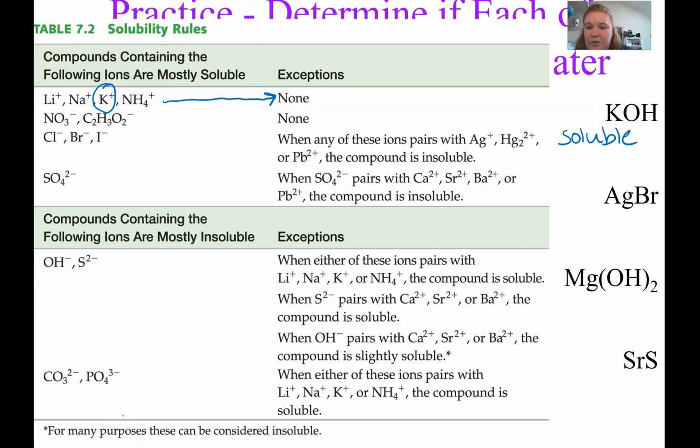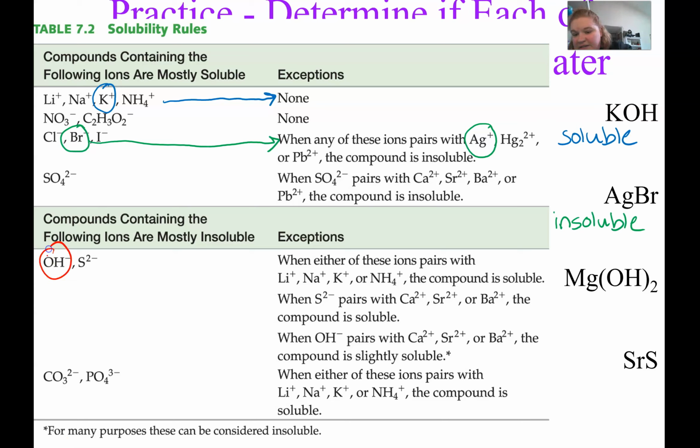The next one is silver bromide. So I see my bromide right here, so it's in the section that is soluble. I check the exceptions. When any of these ions is paired with silver, mercury, or lead, the compound is insoluble. So even though bromide is soluble most of the time, when it gets paired up with silver, it is now insoluble.